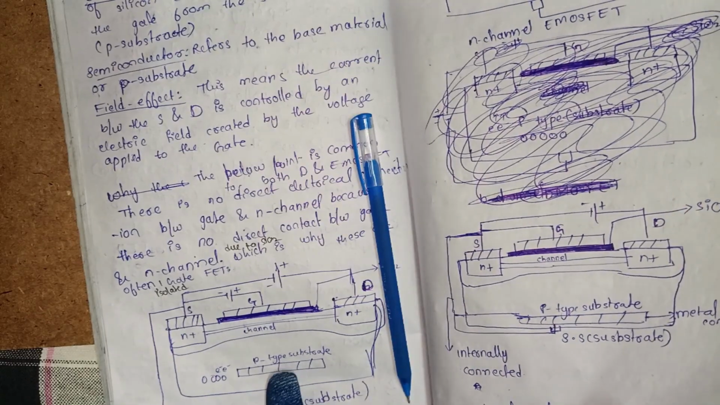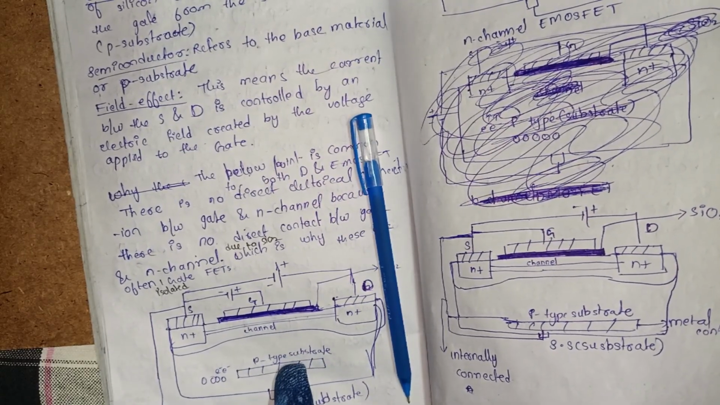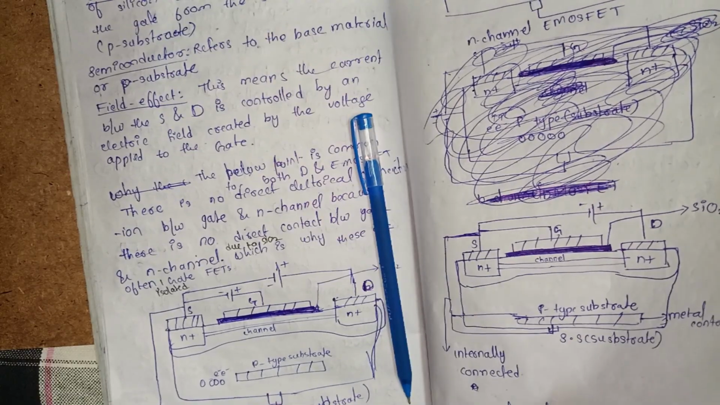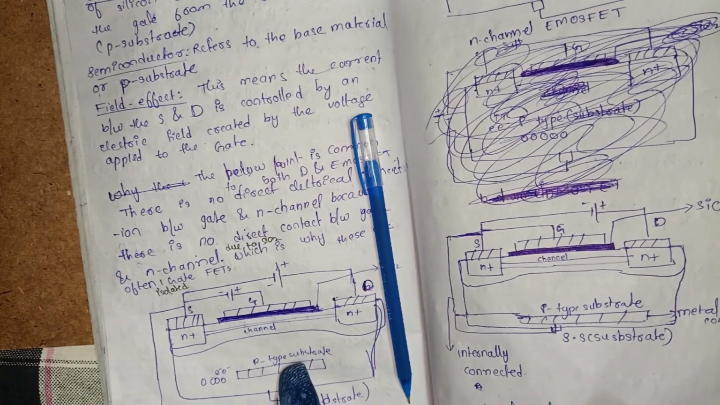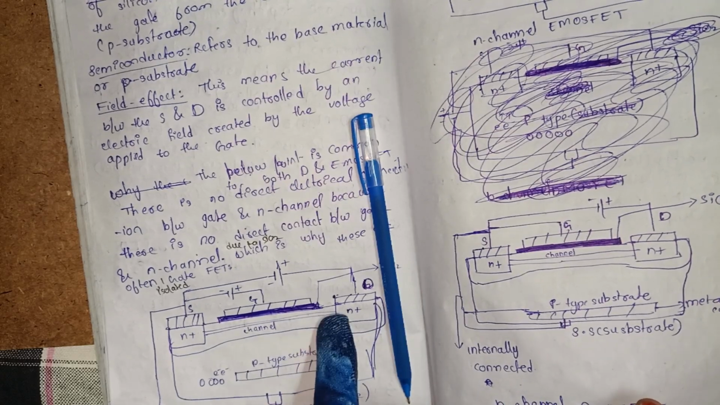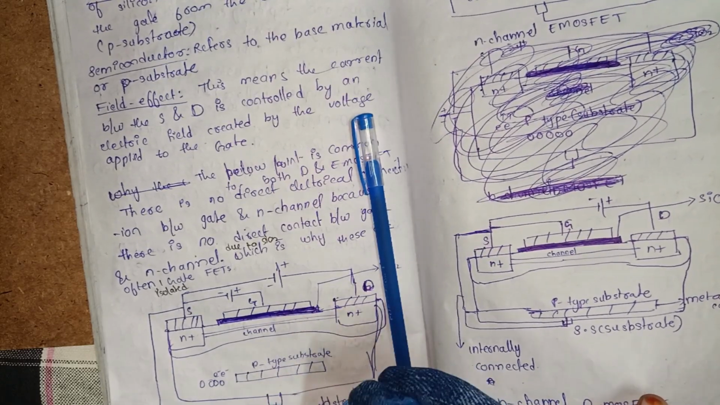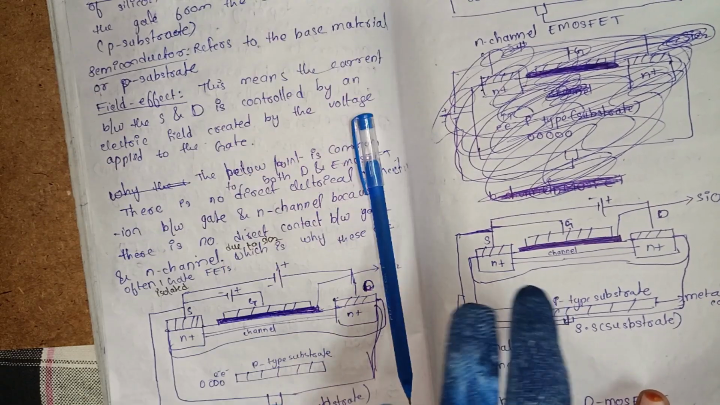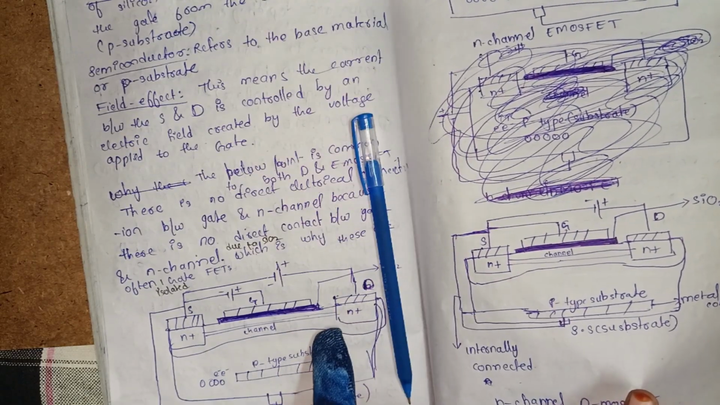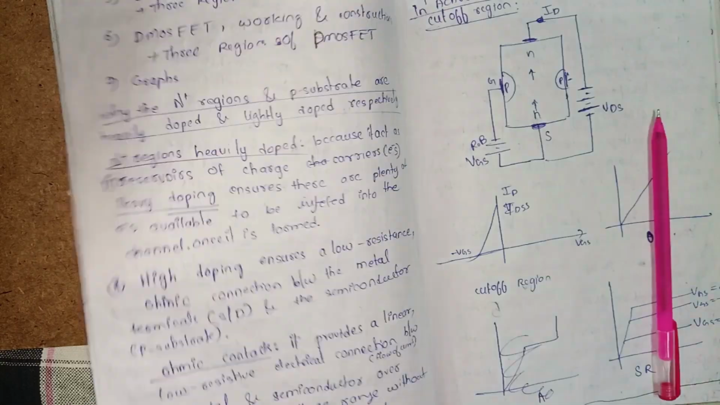And in the case of the P type substrate, this is the metal contact, meaning the ohmic contact, which provides the low resistive path for electrons to flow, or electrical connection, into the N plus regions.